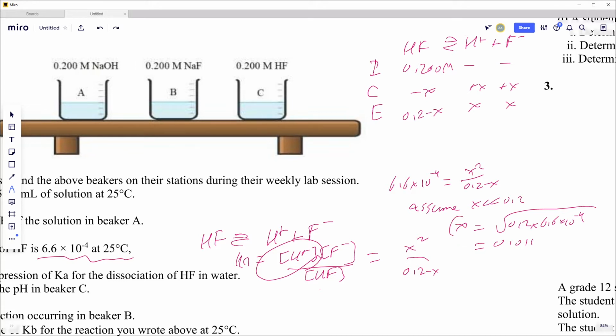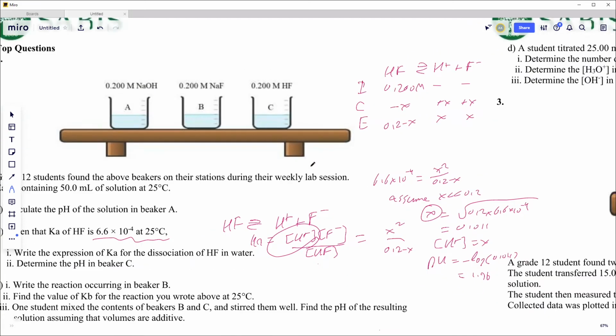And don't forget, what's your X? Your X is either the concentration of H plus or the concentration of F minus. Say you want to find this, for example, you know your X, you can instantly find this. So always keep in mind what is X. So X is either this or this. This is what matters to me. So the concentration of H plus is X, as you can see here, and so pH is minus log of that, 0.011. Let's do this right now. So minus log of 0.011. You're going to get around 1.96, and yeah, that's about it.